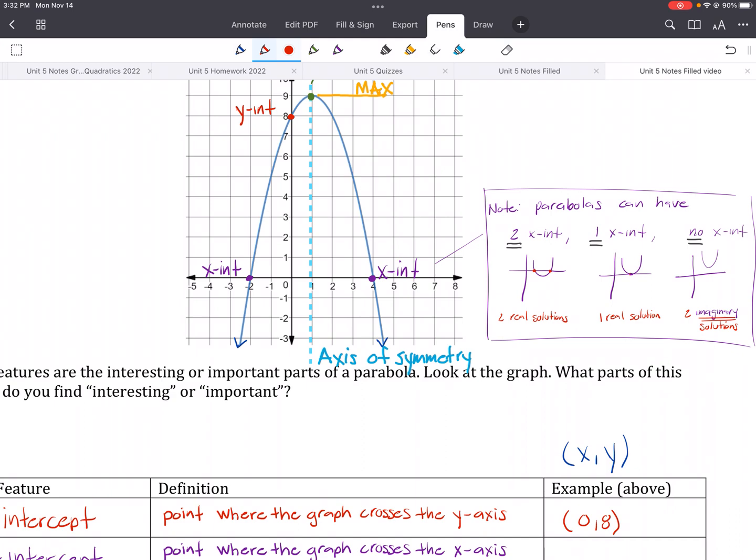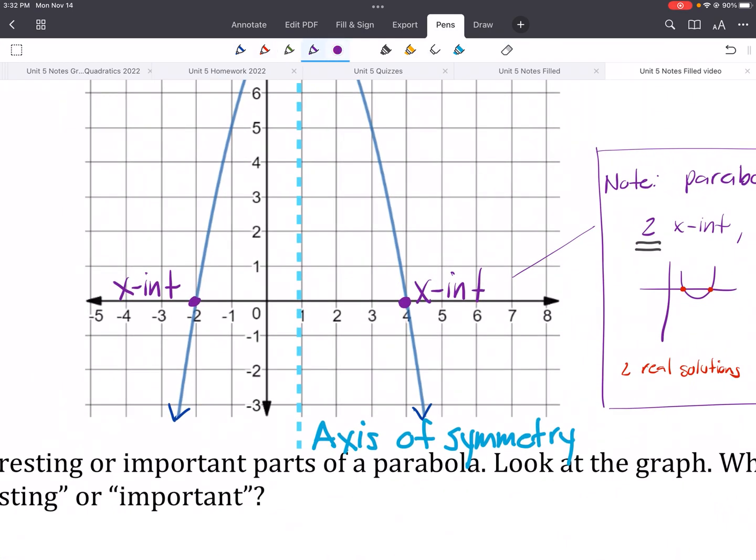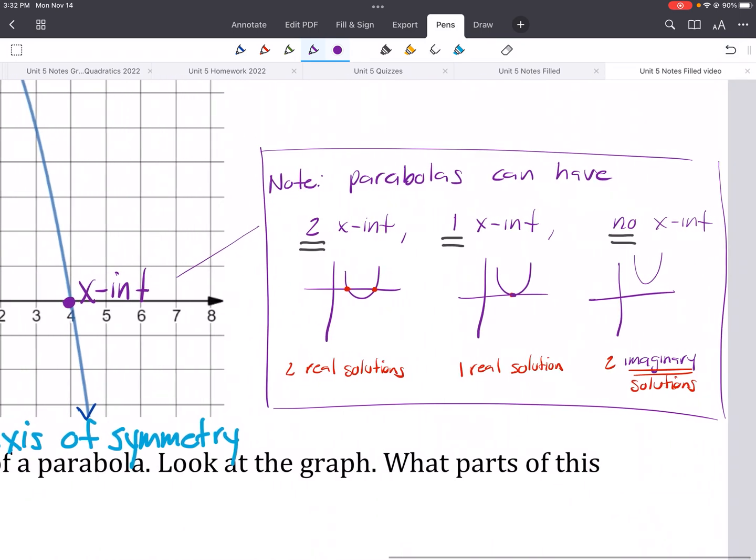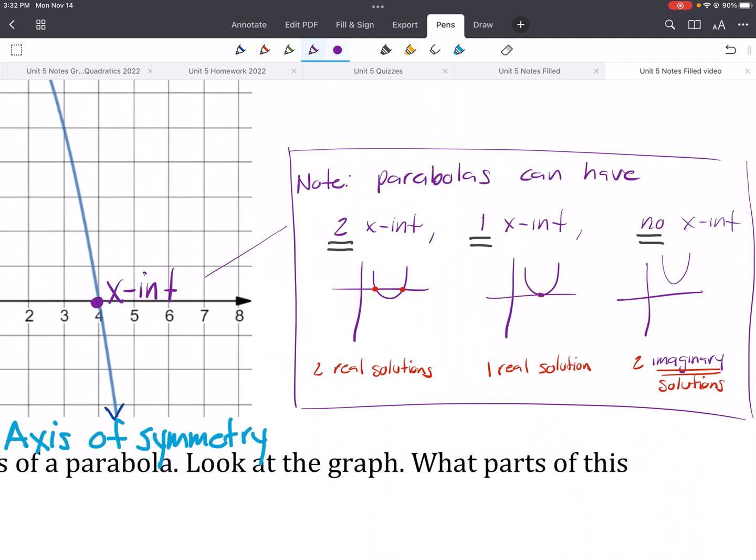Next we have the x-intercepts. Those are where the parabola crosses the x-axis, and for this example, we have 2. One note is that we can also have one x-intercept, like this middle example, where it just touches at one point, and we'll talk about that special point in just a little bit. And then we could also have no x-intercepts, where it doesn't cross the x-axis at all.